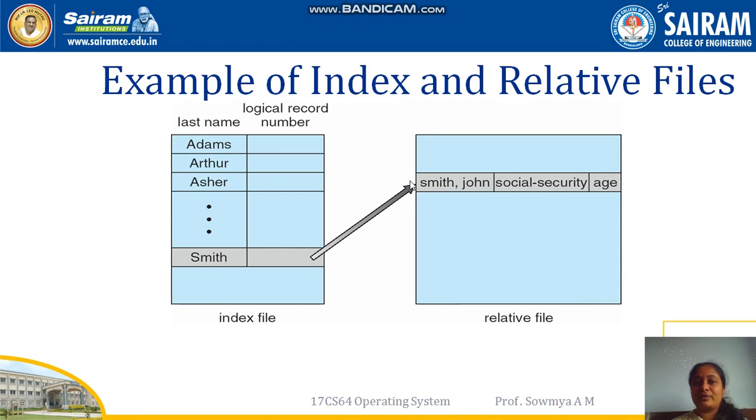This is an example of index and relative files. In the index file, the last name is stored along with the logical record number. The relative file has the complete data, and based on the last name, the index file can fetch the relative file of that document. So the relative file can be fetched through the index. In the index we have the last name and the logical address number, the record number, which points to the relative file in the main memory. Thank you.